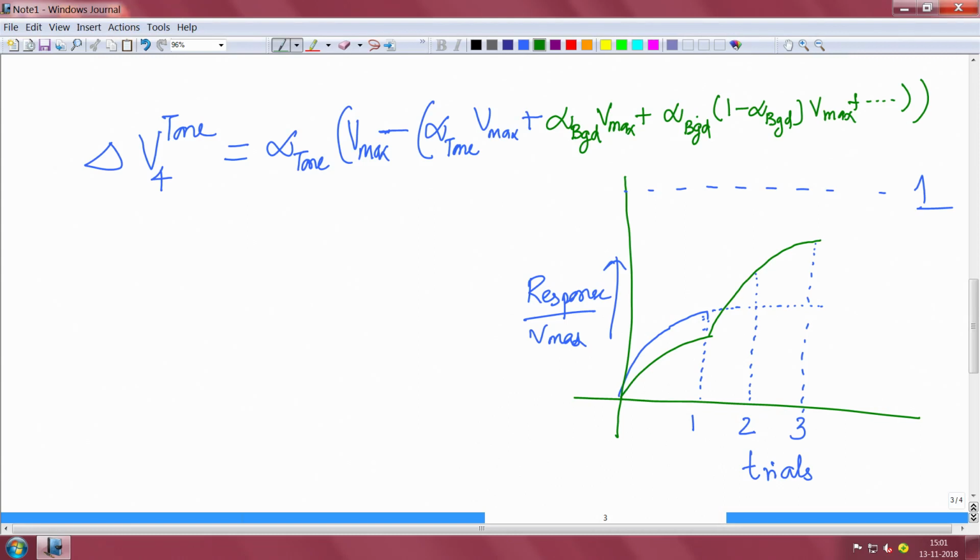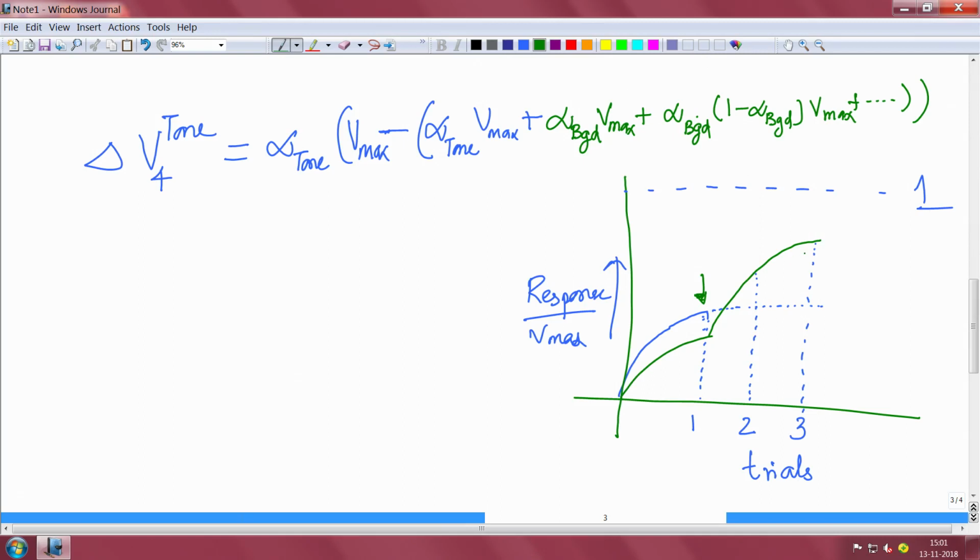actually segregate the learning due to the background and the learning due to the tone, and when you mark it out, we saw that whenever there is a co-presentation of the CS and the US, there is an increase in response for both the tone-induced learning as well as the background. However, when there is no presentation of the tone, no presentation of the CS, but US alone, then the increase that you see is purely due to the background.